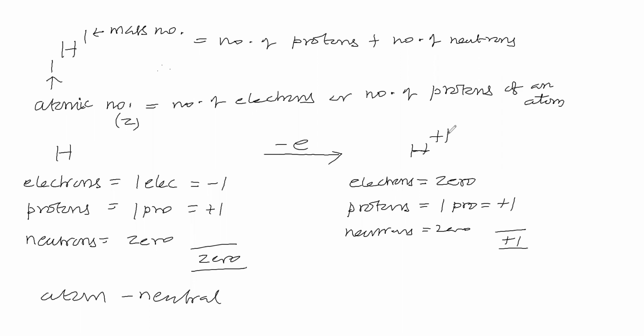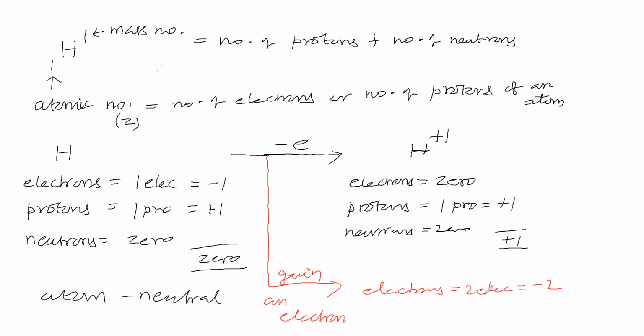Now, in another way, let us take the hydrogen atom gaining an electron. Now what will happen? Regarding electrons, this hydrogen atom already has 1 electron and is gaining 1 electron, so the number of electrons becomes 2. For 1 electron, the relative charge is -1; for 2 electrons, it is -2. Regarding protons, no change, so the number of protons is 1, and the relative charge of a proton is +1. Regarding neutrons, no change; neutrons are already 0.